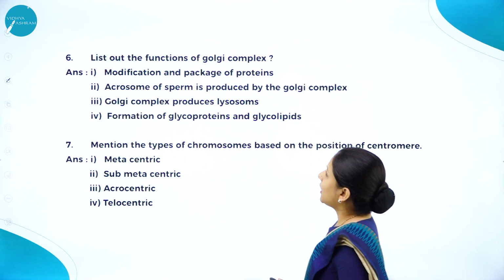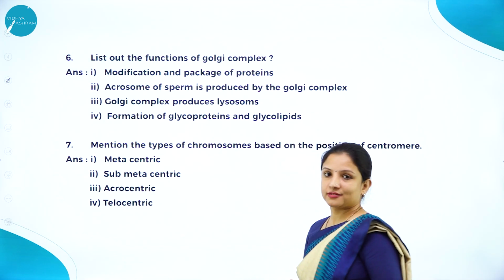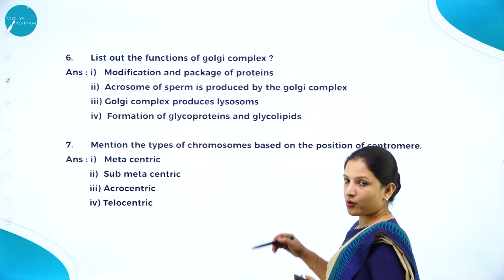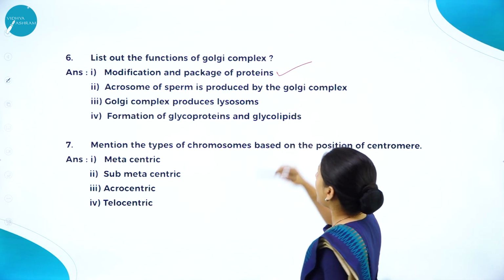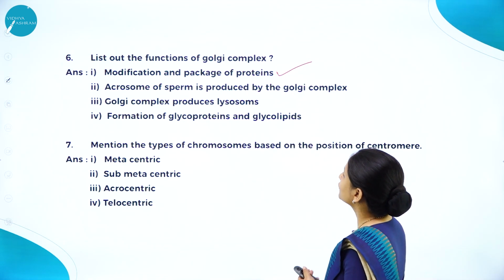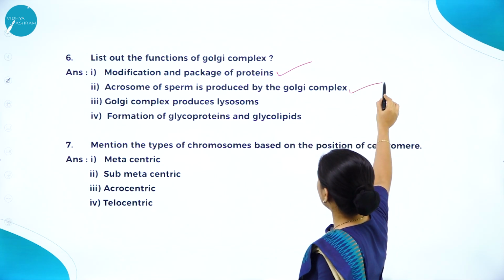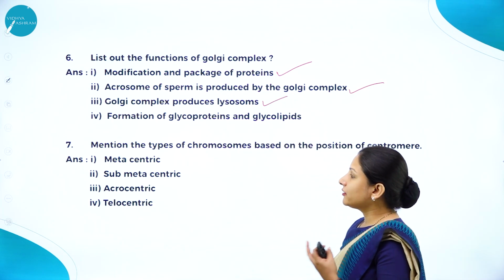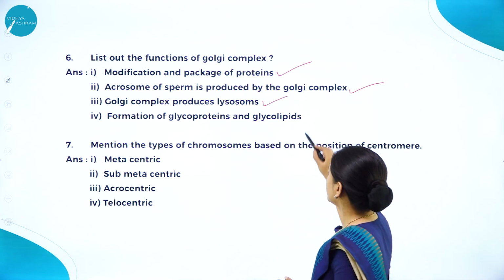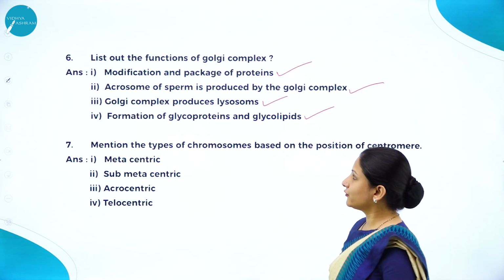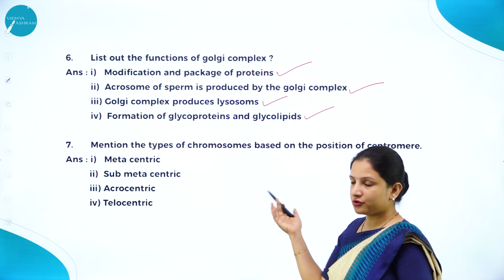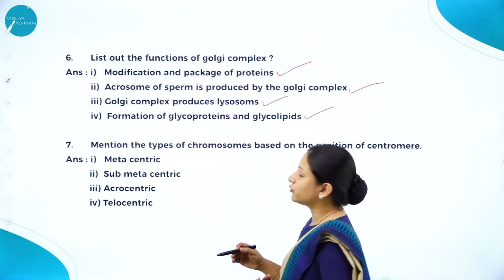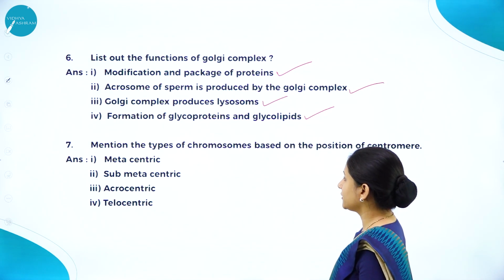Moving further, list out the functions of Golgi complex or Golgi apparatus. Any 4 functions you can write. The first function is modification and packaging of proteins. Then acrosome of sperm is produced by the Golgi complex. Golgi complex helps in the production of lysosomes, and in the formation of glycoproteins and glycolipids. So any 2 if you write also, it is enough. Modification and packaging of proteins you can write, formation of glycoproteins and glycolipids also you can write.